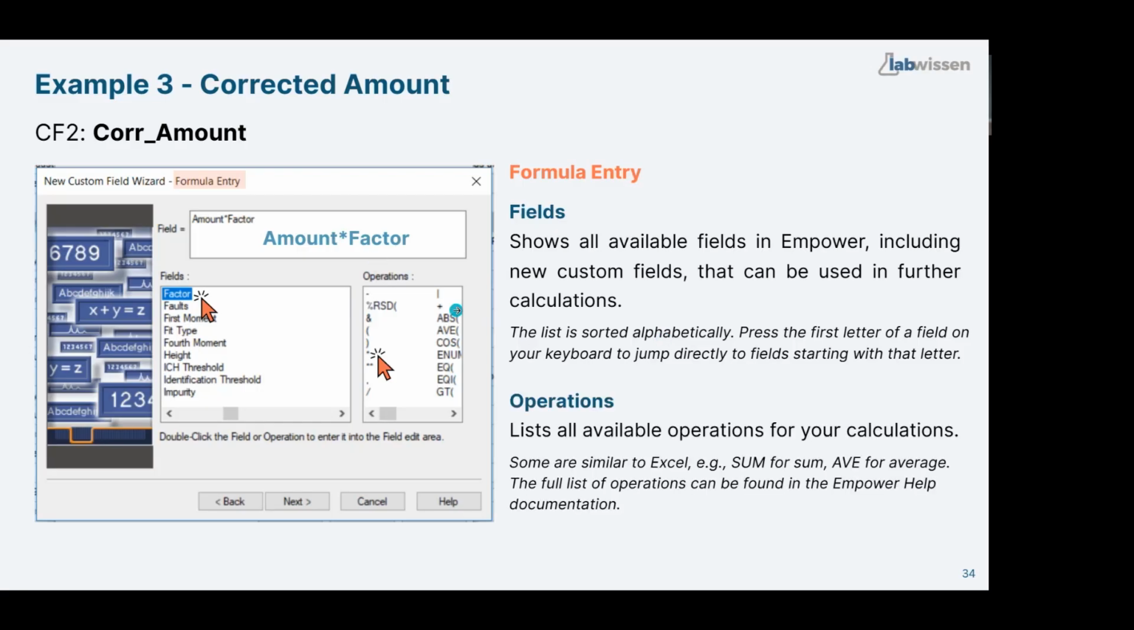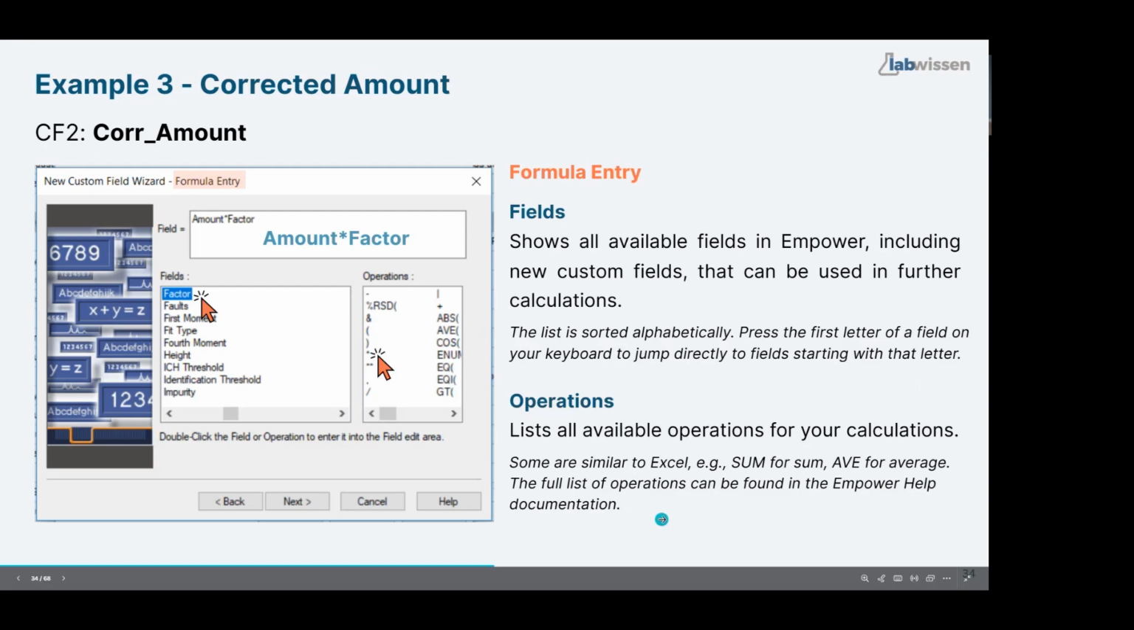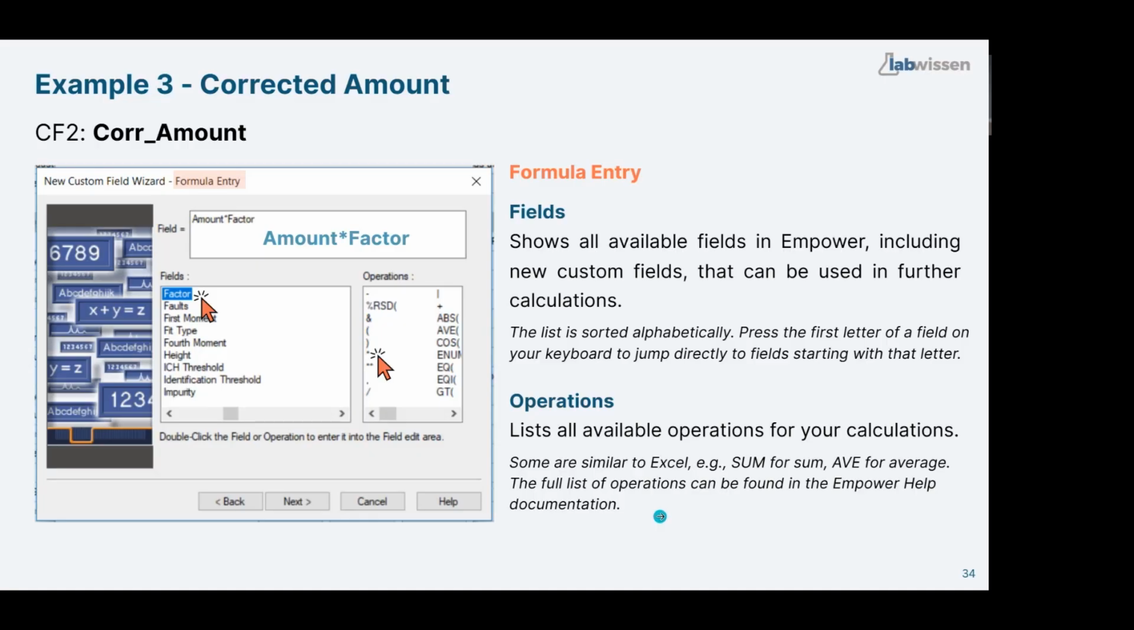Then we have operations here. We have something standard like plus, minus, multiply, divide. But also we have operations similar to Excel, like AV, average, or there's also sum. The full list of these operations you can find in the Empower help, and we discuss some of them during the next examples. So yeah, you can just pick multiply from the list or just type it from your keyboard.